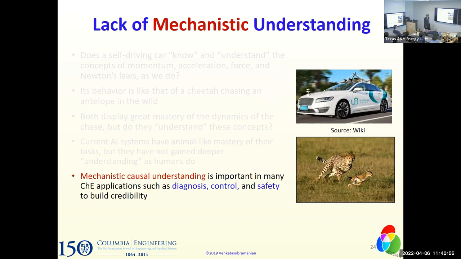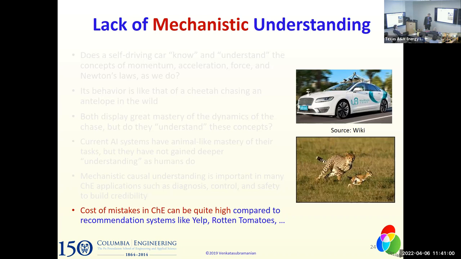The cost of a mistake in certain domains, like chemical engineering, nuclear engineering, and aerospace engineering, can be potentially very high. In that sense, it's very different from a bad recommendation you may get from Yelp. You go to a restaurant, you didn't like the food, you probably lost a couple of $100, maybe a couple of hours, and hopefully nobody died. Otherwise, the health rating was really bad. But that's not the case if a reactor explodes. It kills people. So the cost of a mistake is potentially very high in chemical engineering.